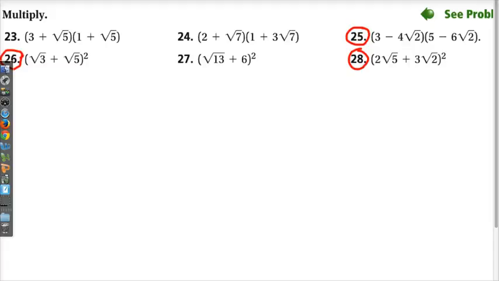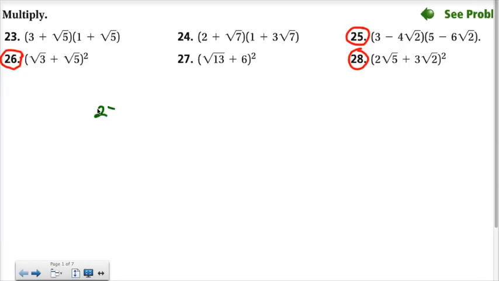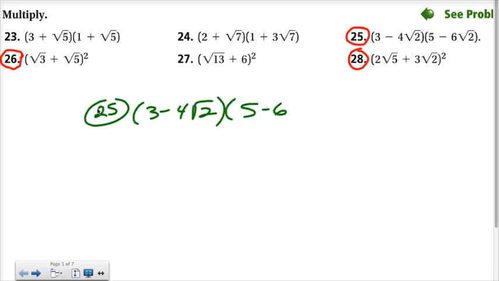These are the frequently asked questions for Algebra 2 for Section 6.3, Day 2, starting with number 25. And number 25 has a lot to keep track of here. So what we want to do is a little bit of FOIL.